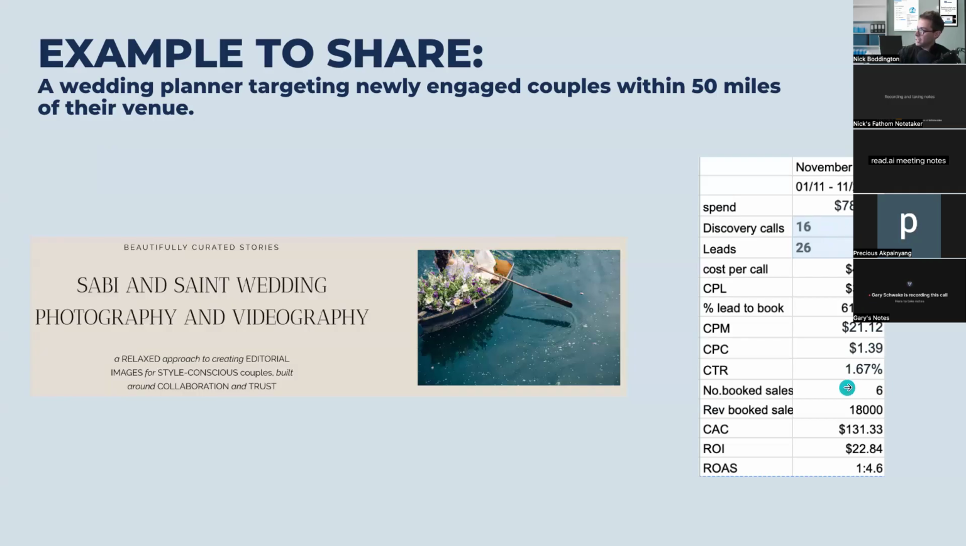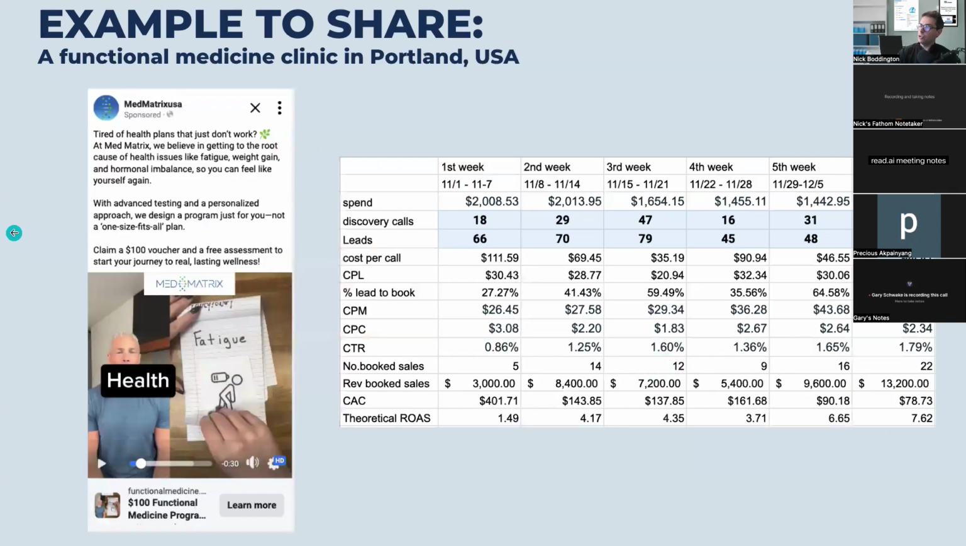6 of those booked into sales, obviously 3,000 sales, and they generated 18,000 in revenue. Unbelievable. Yeah, really, really good results. And then we've got the one I was just talking about.